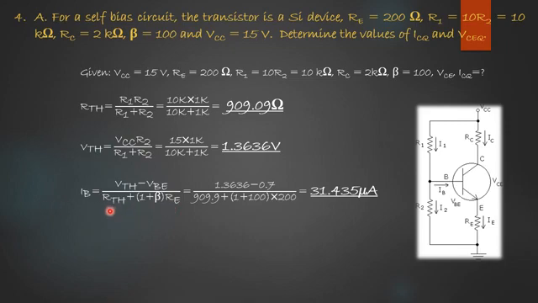From this, we can find out the value of IB, which is VTH minus VBE upon RTH plus (1 plus beta) into RE.